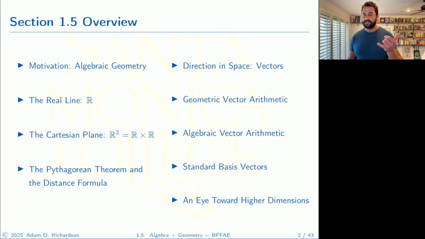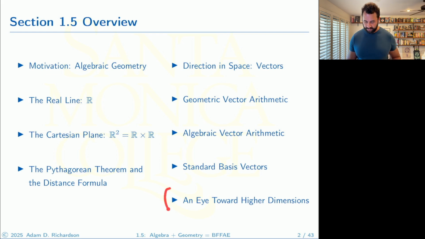Then we're going to shift gears just a tiny bit and talk about vectors, which essentially allow us to describe direction in space. Then we're going to talk about geometric vector arithmetic, doing arithmetic with vectors geometrically, then algebraic vector arithmetic, doing algebra with vectors. Then we're going to talk about standard basis vectors, which are essentially a way for us to decompose any vector into its constituent parts. You can kind of think of it like that.